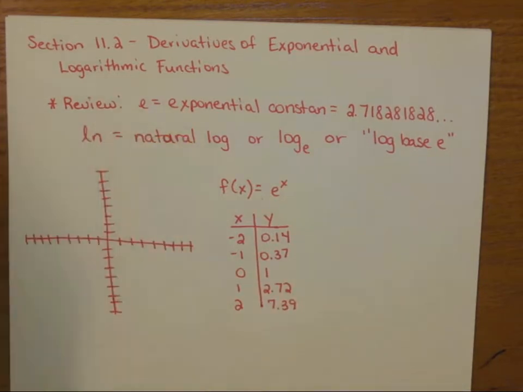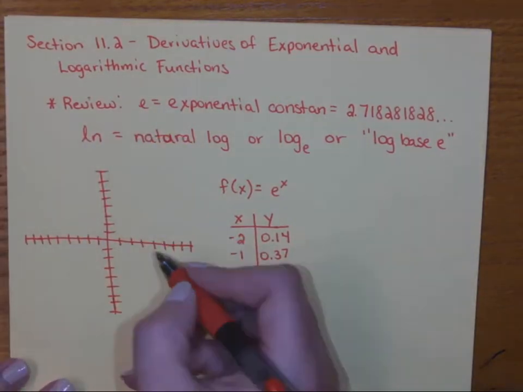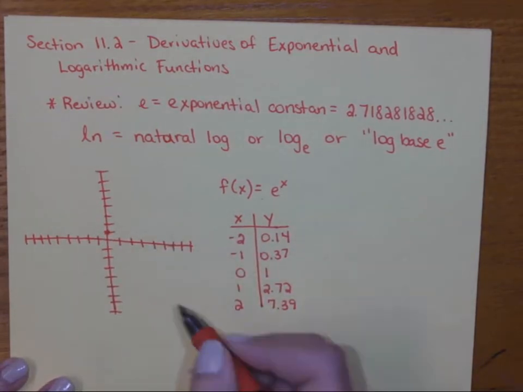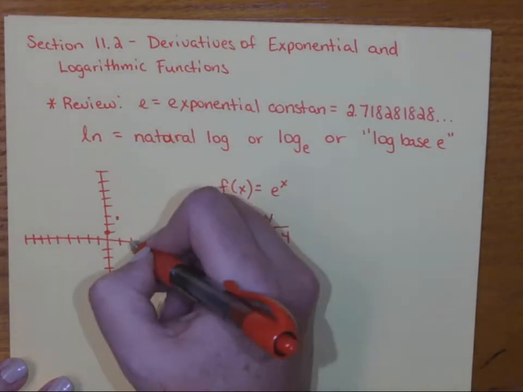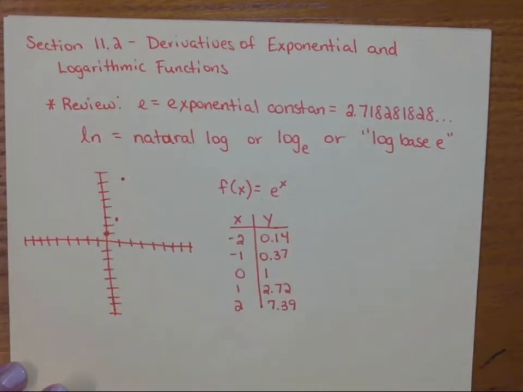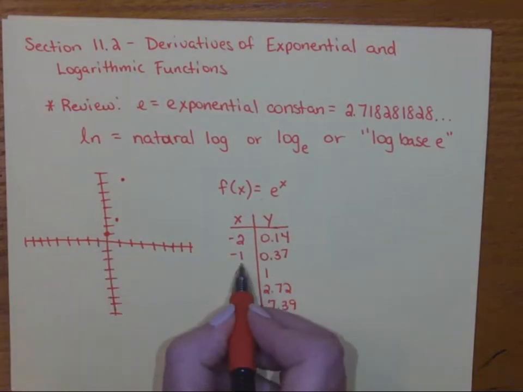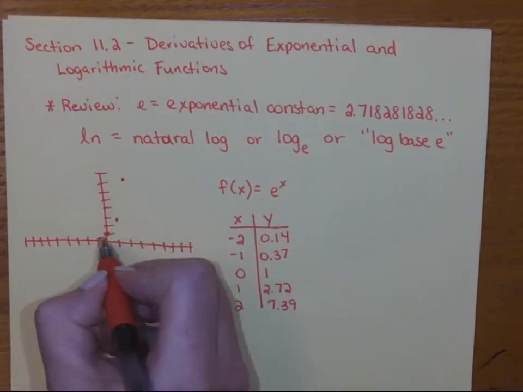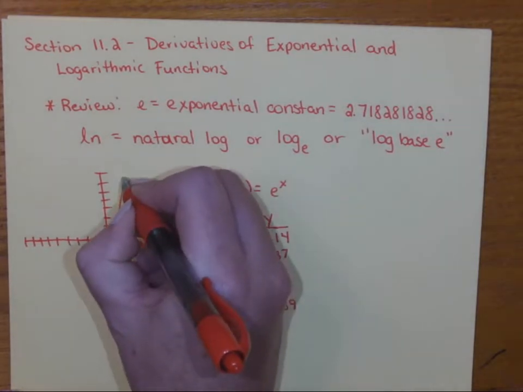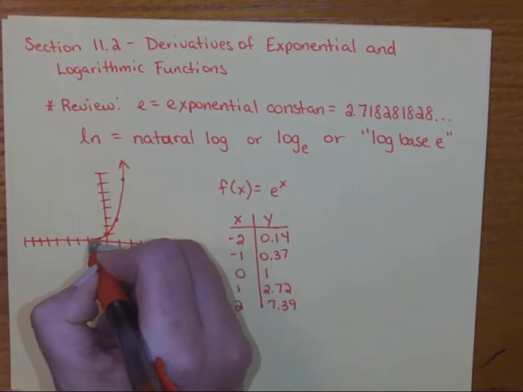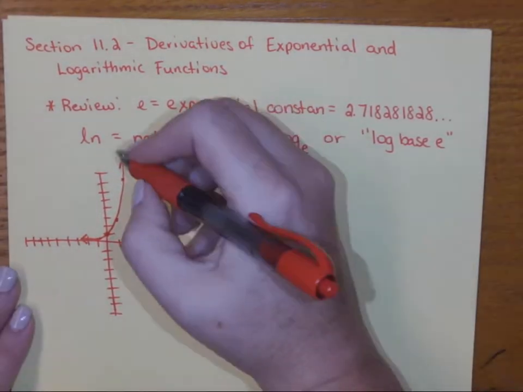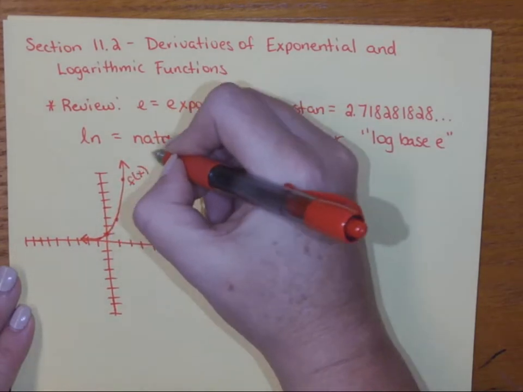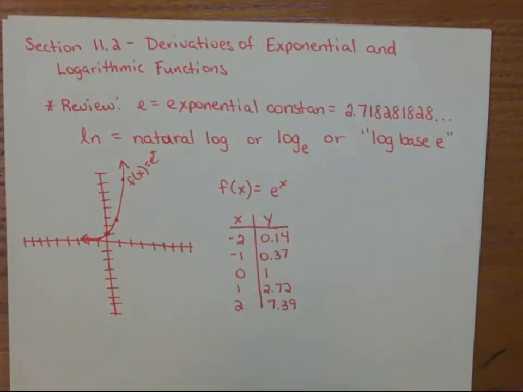So notice some of these points aren't very pleasant to graph. So I've got the point (0, 1), and then I've got the point (1, almost 3), correct? And then I've got the point (2, a little bit past 7). But then on the negative side, I have -1 and 0.37, so in other words, the graph kind of has two pieces, one piece that goes up sharply, and then one piece that just keeps getting smaller and smaller, okay? We've talked about this already this semester. It technically has a horizontal asymptote at 0. Okay, so that would be the graph of e to the x.